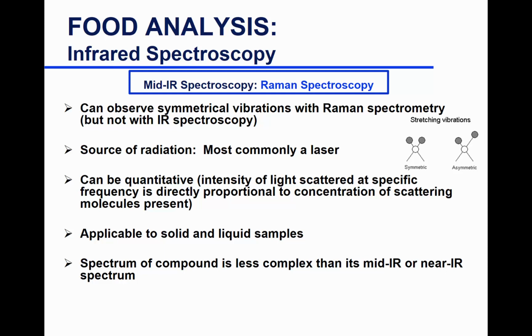The source of radiation is mostly a laser, and you can use Raman to quantitate. The intensity of light scattered at a specific frequency is directly proportional to the concentration of scattering molecules present, the molecules that were able to scatter the light.